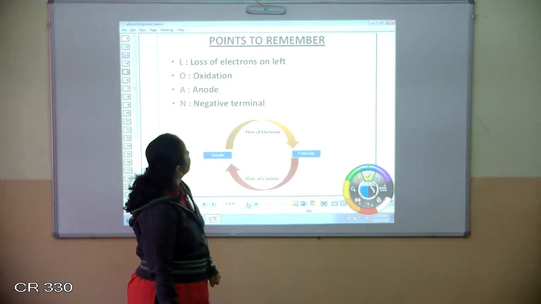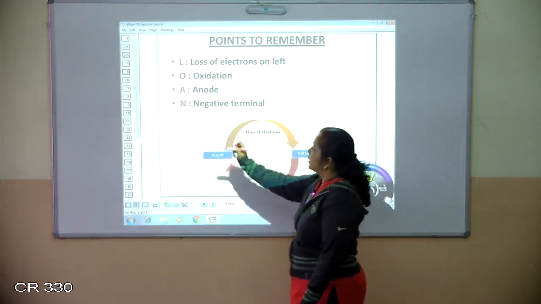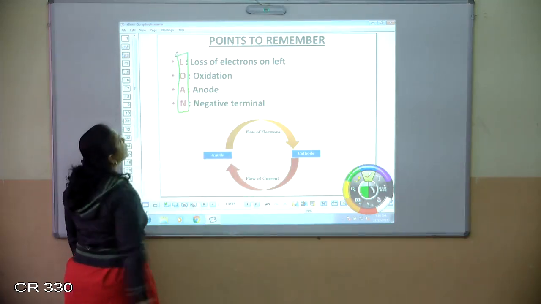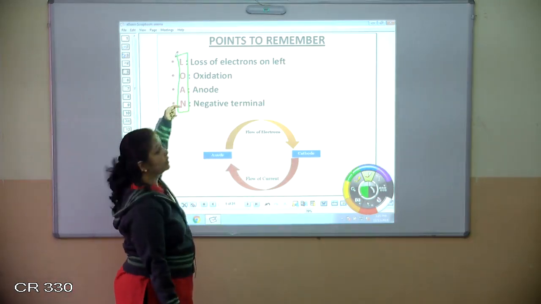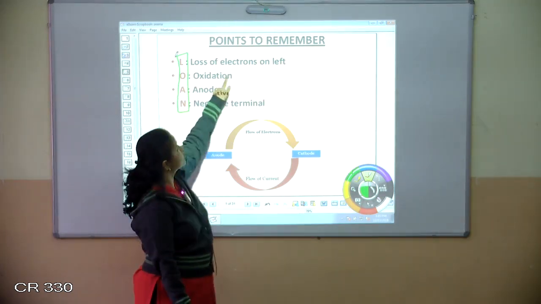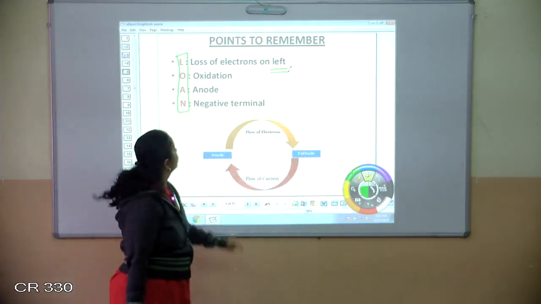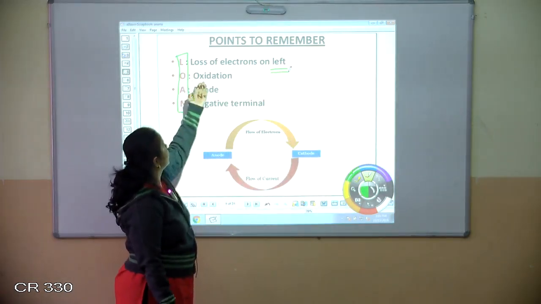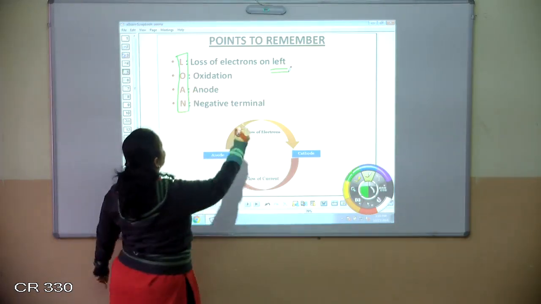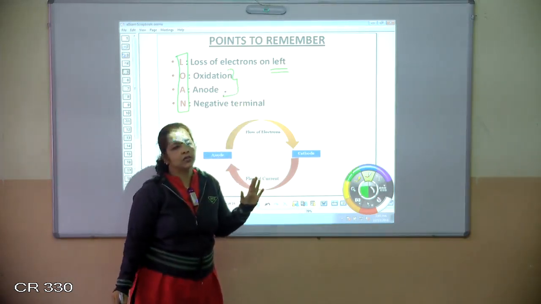Moving ahead, let us revamp the points to remember. That is my way of learning. If you can learn the word LONE, in the word LONE, there is a deep meaning for the galvanic cell only. LONE, L stands for the loss of electrons, which always happens on the left side of the galvanic cell. Loss of electrons is also called O for oxidation, which always would happen at the anode. This is true for all cells in the world.